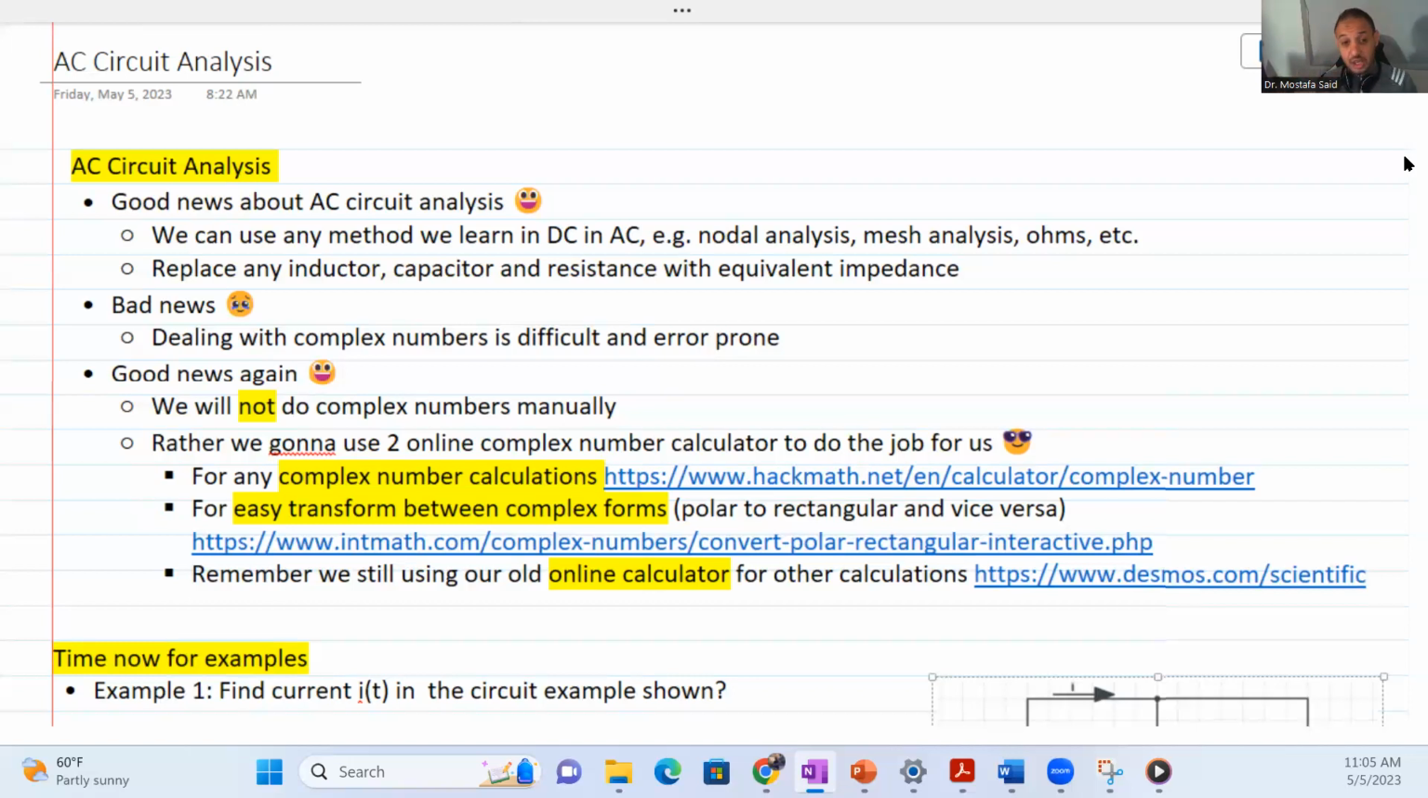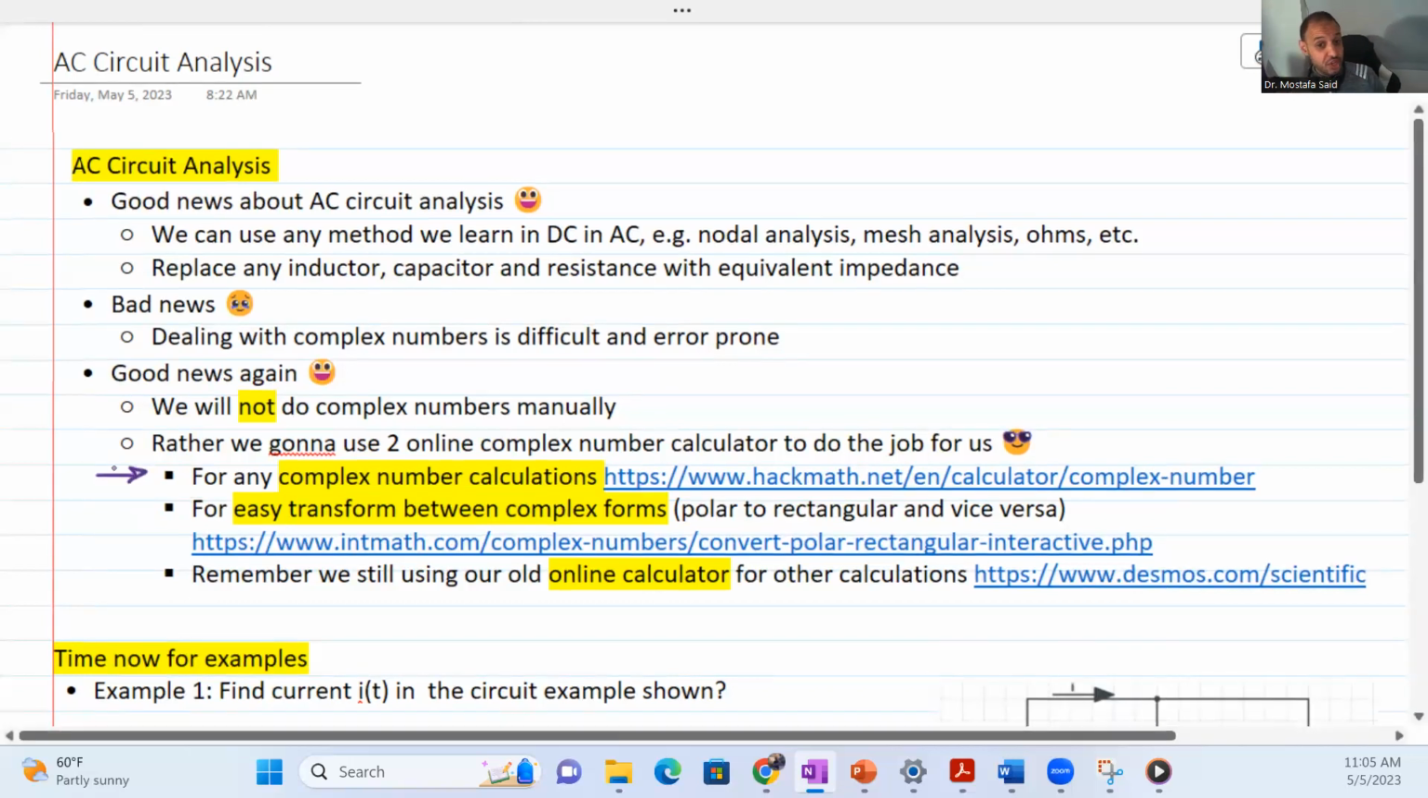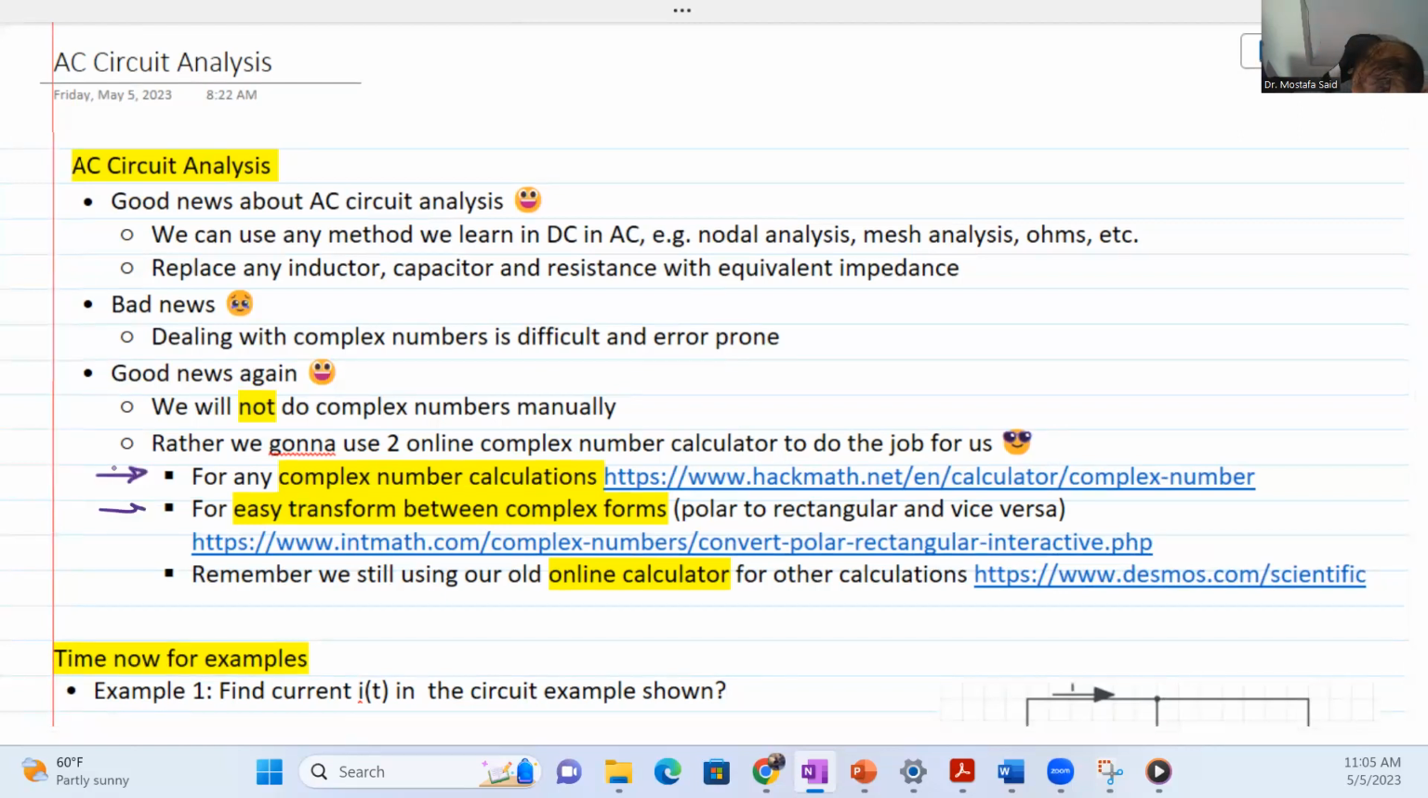So I'm providing you here with two websites. This one here does the calculation for you. It can also do conversion from polar to rectangular and vice versa. But for converting from rectangular to polar and vice versa, I usually use the second one. It's easier to use for conversion. And remember, as we saw in the DC part of this course, we're going to use our Desmos online calculator as well to do our regular calculations.